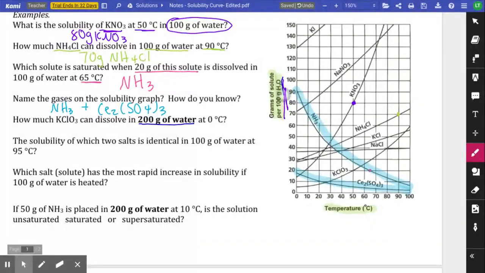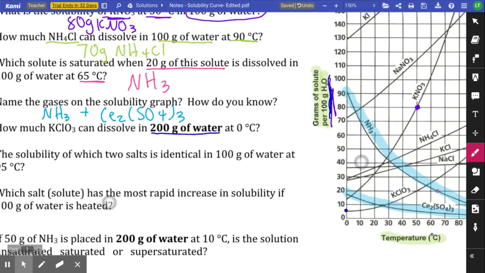Now, this is where it's important that we look at our graph. My graph is only at 100 grams of water. So basically, if that's how much can dissolve in 100 grams, then we need to figure out how much should be able to dissolve in 200 grams. Let's start by figuring out how much can dissolve at 100 grams. At 100 grams, I can dissolve about 5.